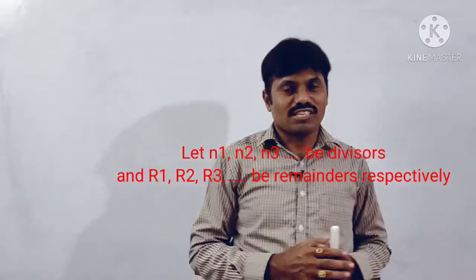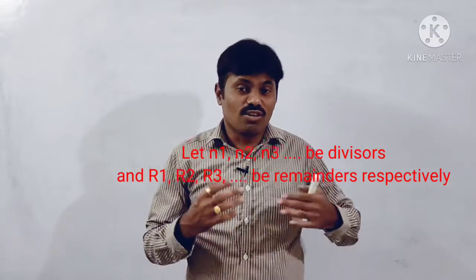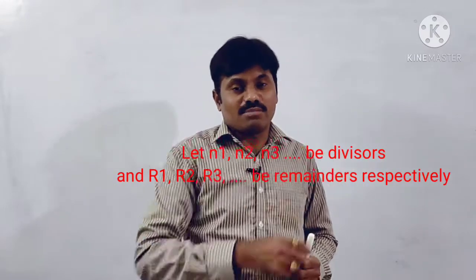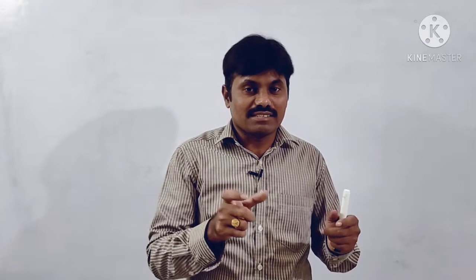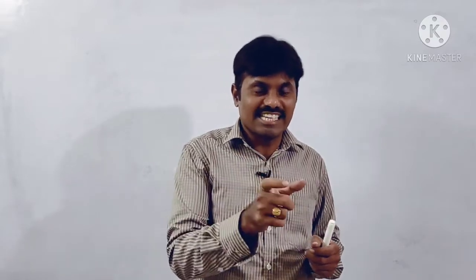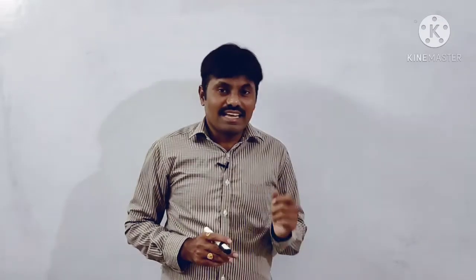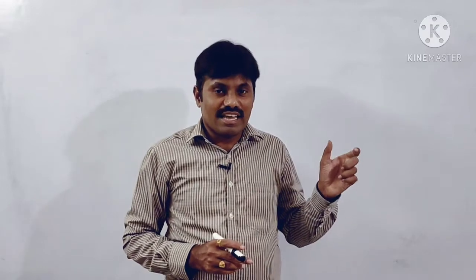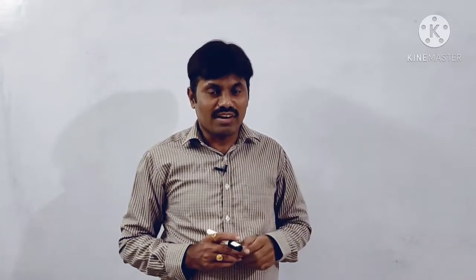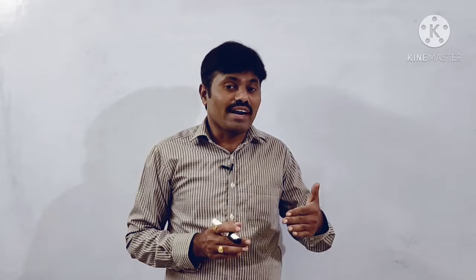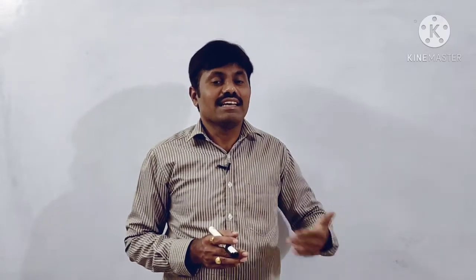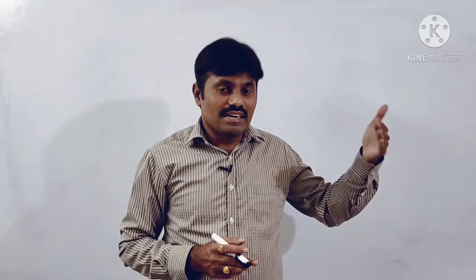If this type of question appears in the question paper, how do we find the smallest number? Smallest, minimum and least number means we have to find the LCM, the least common multiple. So what is the shortcut? We have to find the LCM of n1, n2, n3 and so on, and we also have to find the common difference between the divisors and remainders.